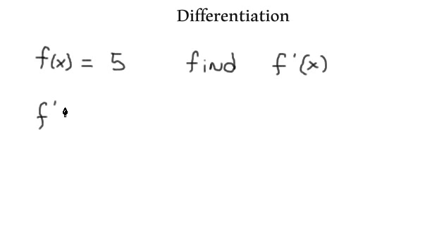So f prime of x is equal to, now 5 is a constant, and the derivative of 5 is 0. So we're going to be focusing on strictly the mechanics of finding the derivative of these functions. There's a geometric argument: if you were to graph this function out and look at the slope of the tangent line at any given point on this graph, you'll see that the slope is 0.